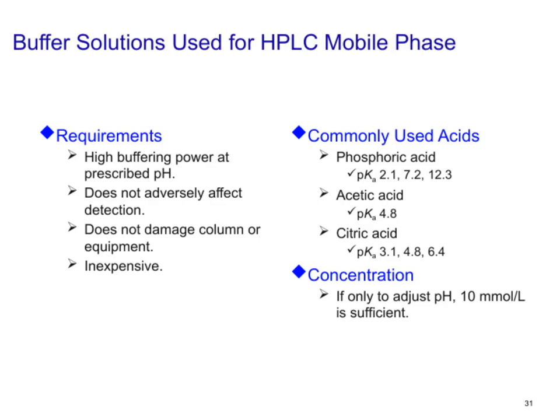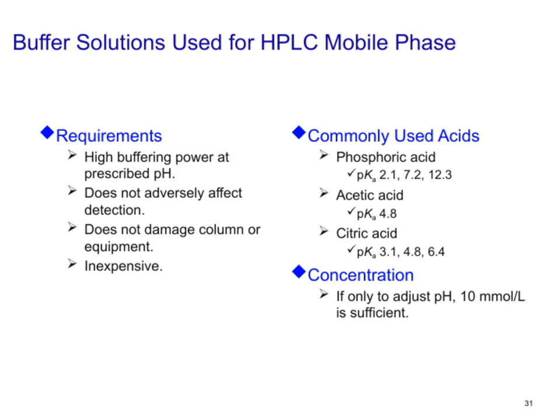Let's take a look at some of the commonly used acids in buffer solutions for HPLC mobile phases. First, we have phosphoric acid, which has multiple pK values at 2.1, 7.2, and 12.3. These multiple pK values reflect its ability to act as a buffer over a wide pH range. Next is acetic acid, with a pK of 4.8. It's a weaker acid compared to phosphoric acid, but still quite effective for certain pH adjustments.